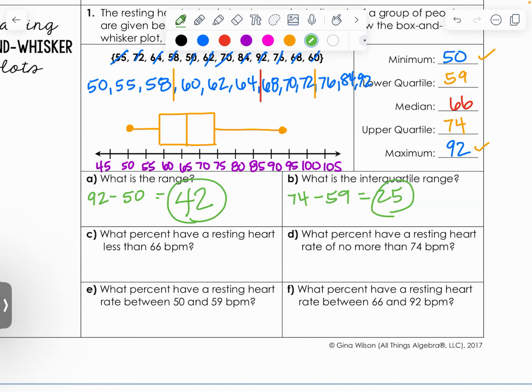So 66, well, that's our median, right? So what percent have a resting heart rate less than 66? Well, 66 is our median. So how many people are less than our median? 50%.